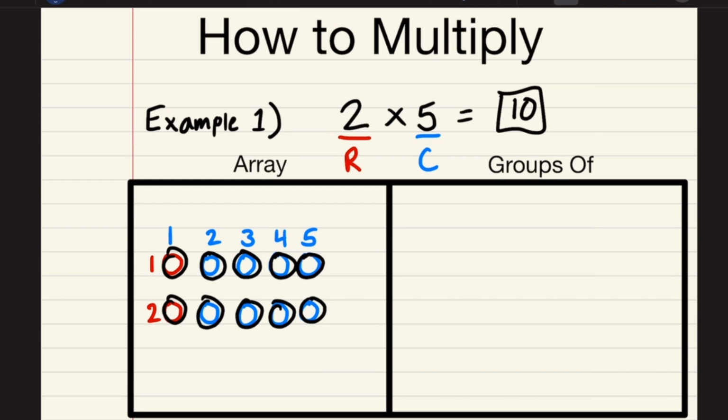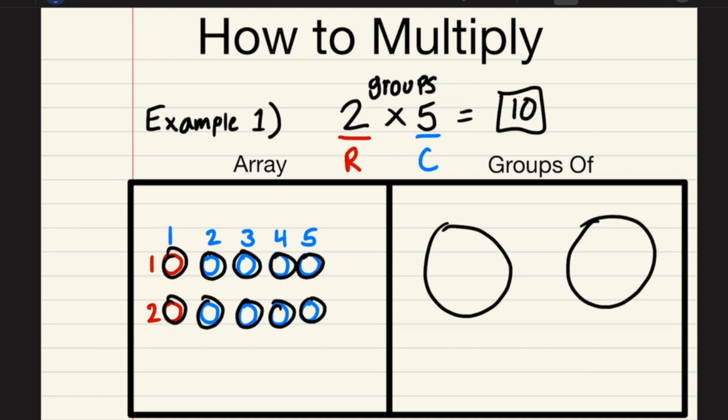But using the groups of method, we can repeat add to get our answer. Now in order to set this up, all you have to do is look at your first number. Our first number here is 2. Now that means we are going to have 2 groups that we are going to set up. So here is one group, here is the next group. Those are my 2 groups. Now the number 5 is going to represent how much go in each group.